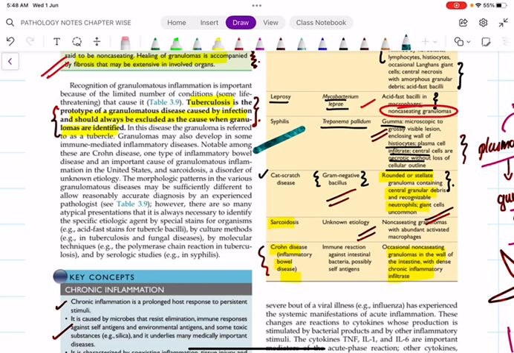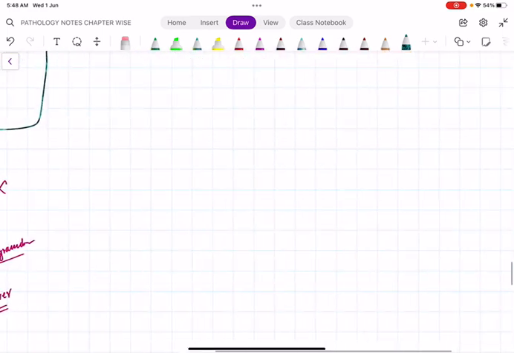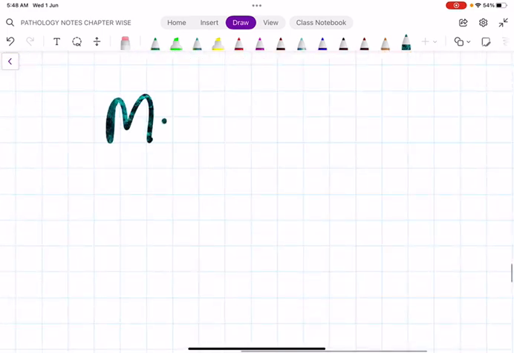Chronic inflammation means you should write the causes, then the mechanism, the two pathways of macrophage activation, along with the morphology. And remember, as far as pathology is concerned, you should write about morphology.